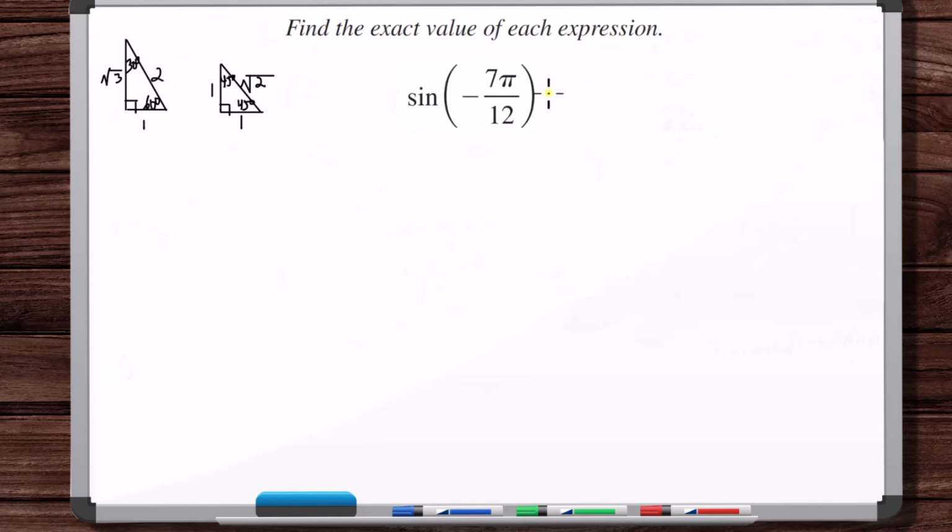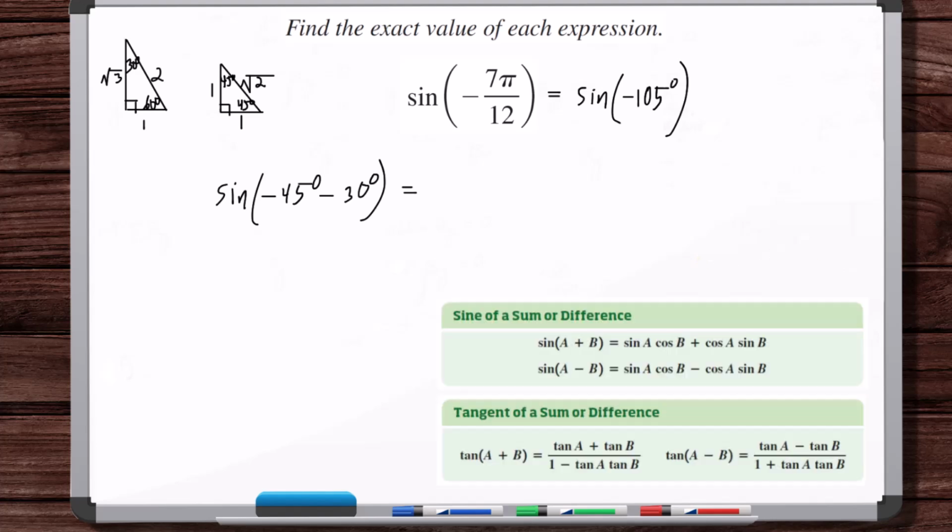Okay, same problem as before, but now it's minus. All right, so let's see. We had 45 plus 30, but now we'll do minus 45 minus 30, which is minus 75, and we need to be careful here. So we'll use the difference formula for sine.